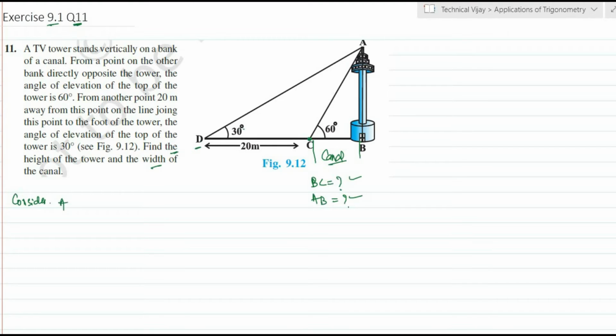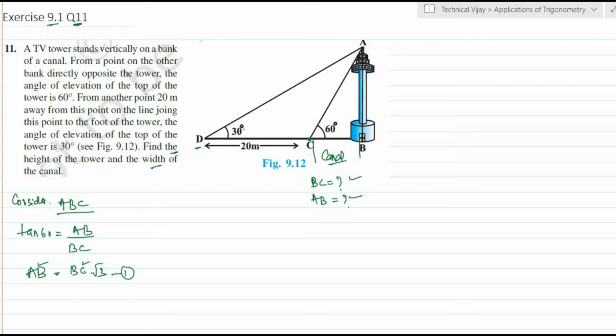the points A, B, C. This is a triangle. So now tan 60 we will take. Tan 60 is equal to the opposite side, that is AB, divided by BC, the adjacent side. So now AB is equal to BC into tan 60. Tan 60 is nothing but root 3. So AB is equal to BC into root 3. Because we don't know BC and AB, let it be equation 1.